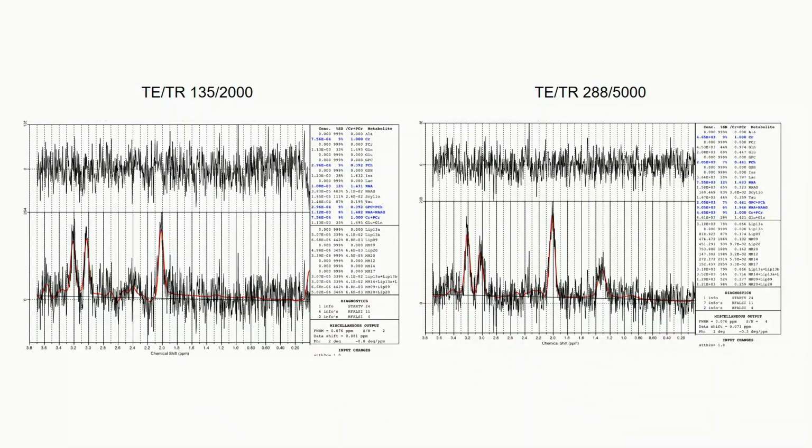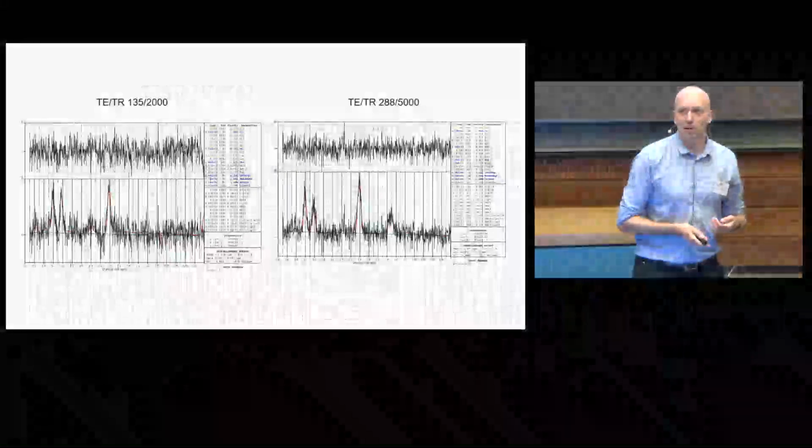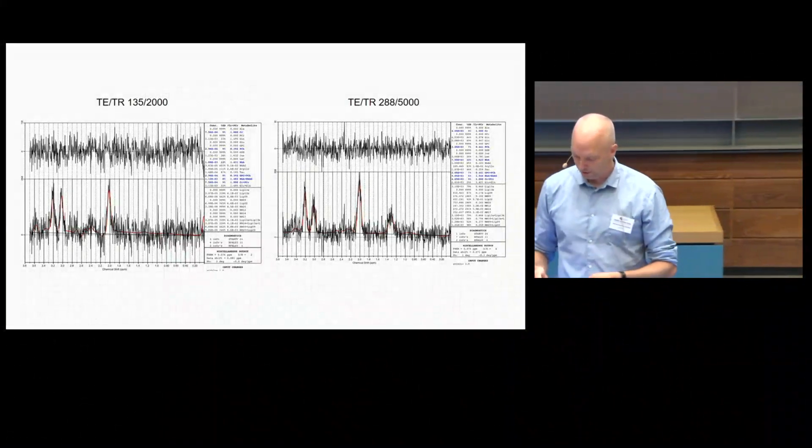So this is with an echo time of 135 versus 288. And here you see the NAA peak, but you don't really see much of a lactate peak. And this is the same piglet scanned just after. With a different echo time, you see a much clearer lactate peak. So there are a lot of technical aspects going into interpreting your data.